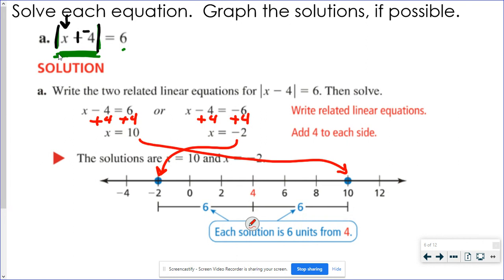Just something to point out to you, the 4 that we had in the original equation, x minus 4, that's like the center of our absolute value. And then if I would go 6 units away, which was this number right here, going 6 units this way is what gets me to the negative 2, and going 6 units that way is what gets me to the positive 10.